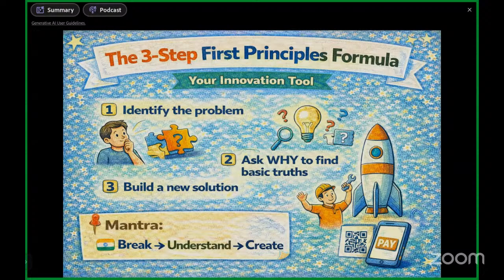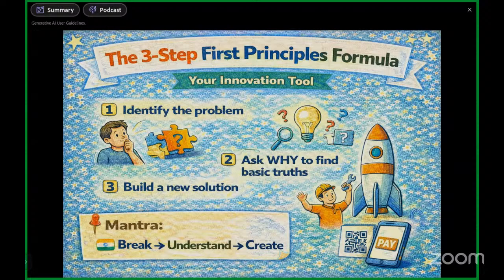After this session is done, you sit and think what all other innovations that you use every day around you are from first principle thinking, are from asking why. And it is a very simple 3-step process. Identify a problem, identify what is causing the issue there, ask why to find the basic truths, and build a new solution. Mantra is breaking, understand, and create. Break, understand, and create.